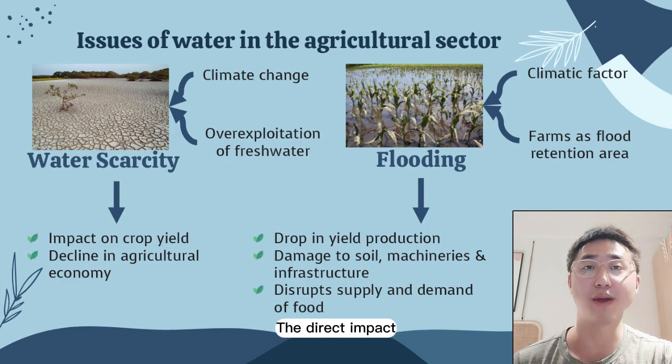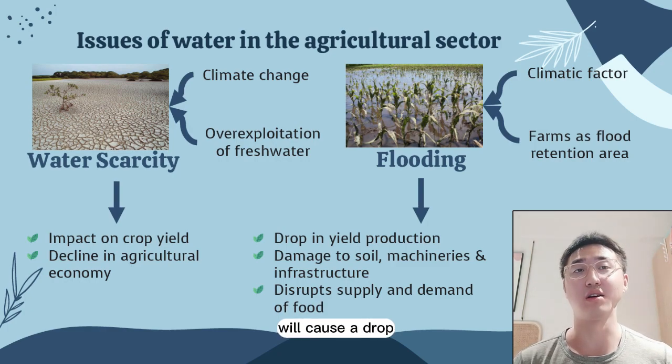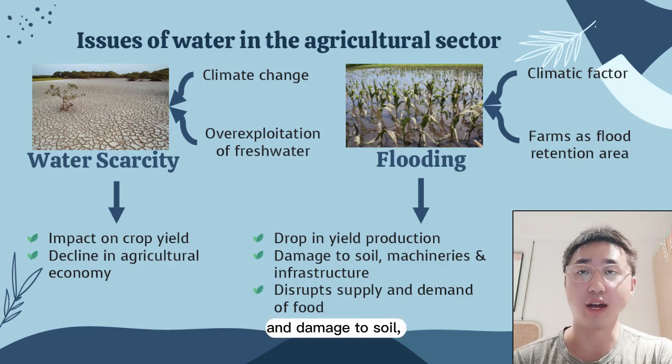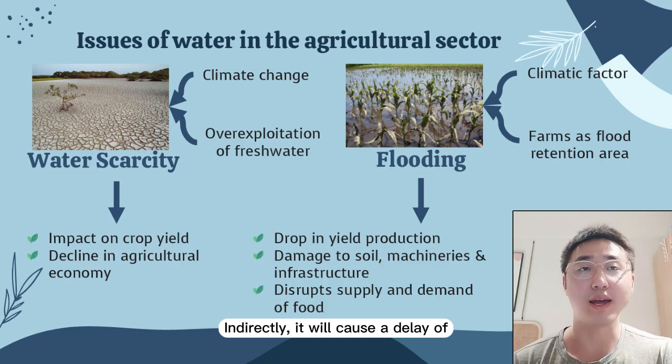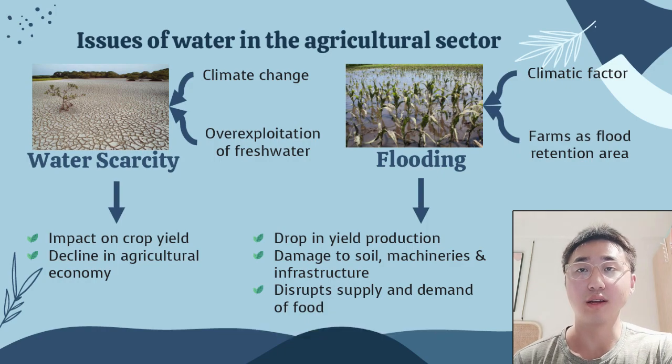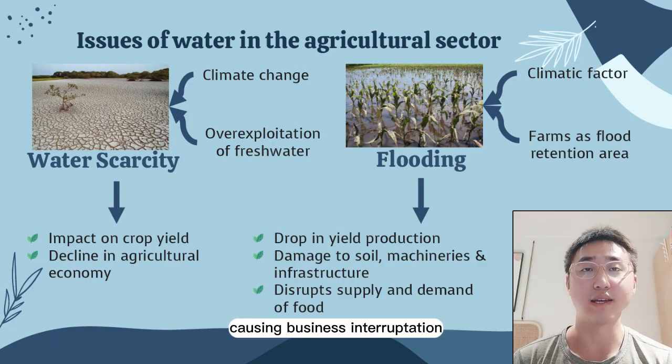The direct impact of flooding will cause a drop in yield production and damage to soil, machinery, and infrastructures. Indirectly, it will cause a delay in the supply and demand between the farmer and the customer, caused by business interruption.